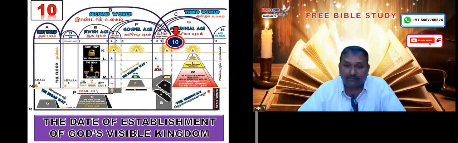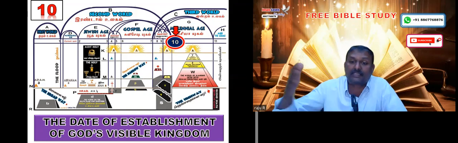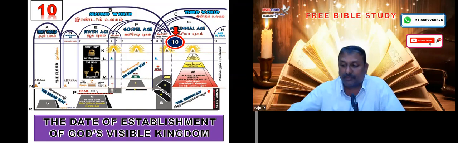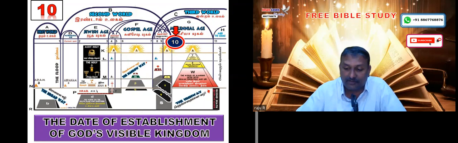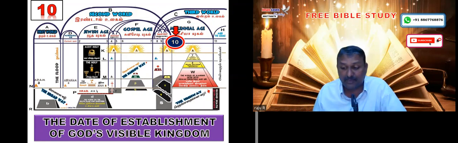Now again, the date is not given, but the event is given. Once the church is complete, immediately what will happen? God's visible kingdom. We should understand the difference between the visible kingdom and the invisible kingdom. We are already living in the invisible kingdom part, but the visible part of the kingdom shall be established only after the completion of the church.